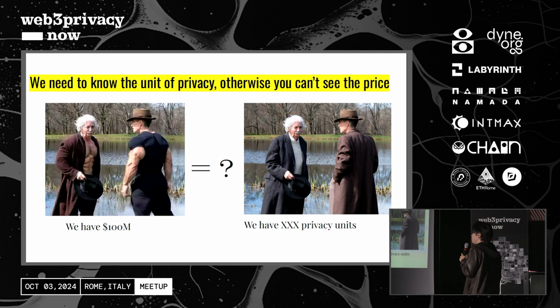So we need to know the unit of privacy. Then we can tell the cost performance and also the value and price of privacy, how much privacy we need to pay for. This picture is the Macho Man Randy Savage Oppenheimer meme, but if I have $1 million or $100 million, what is it worth in privacy units, right? So, the privacy unit.